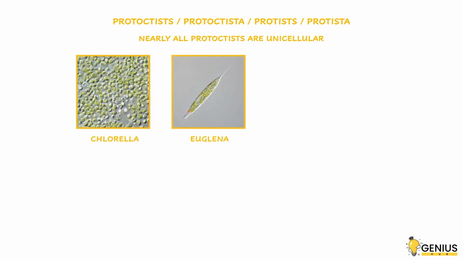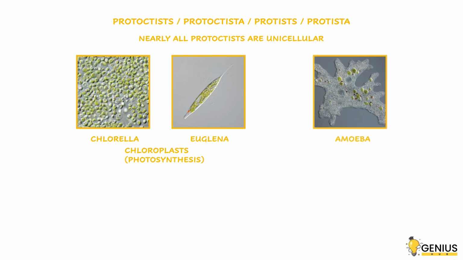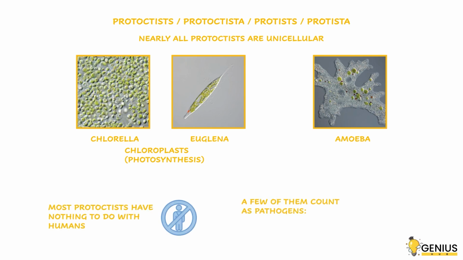Now, let's discuss protists. The terms protists, protista, and protoctists all refer to the same kingdom. Most protists are unicellular, but they vary widely in form and function. Some, like chlorella and euglena, resemble plant cells and photosynthesize, while others, like amoeba, behave more like animal cells and consume other organisms. While most protists do not affect humans, some are pathogenic, such as Plasmodium, which causes malaria.